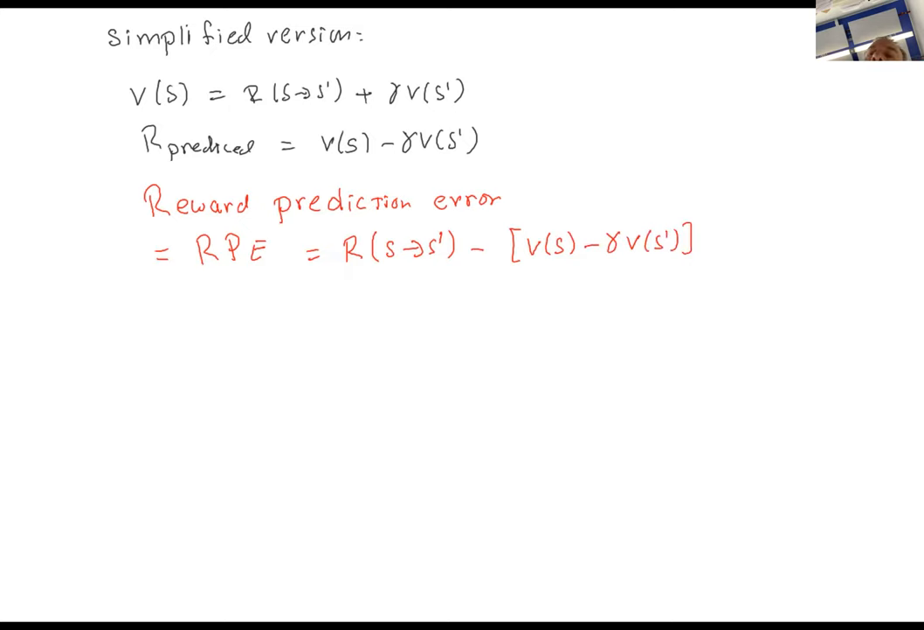And in the old days, positive RPE makes you happy. I should point out this is something you always carry around in your brain, right? You carry around a prediction of reward, and if the reward exceeds your prediction, you're happy. If it's negative RPE, you're not happy.